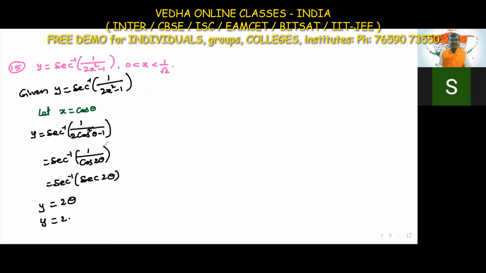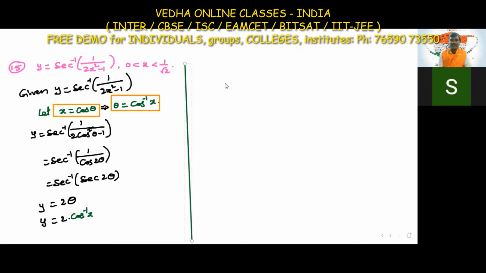y is equal to 2 into theta. What is theta from here? x is equal to cos theta, so taking cos to the other side, theta is equal to cos inverse x. So now I am writing the theta value as cos inverse x. Till here, this is the complete simplification part only.